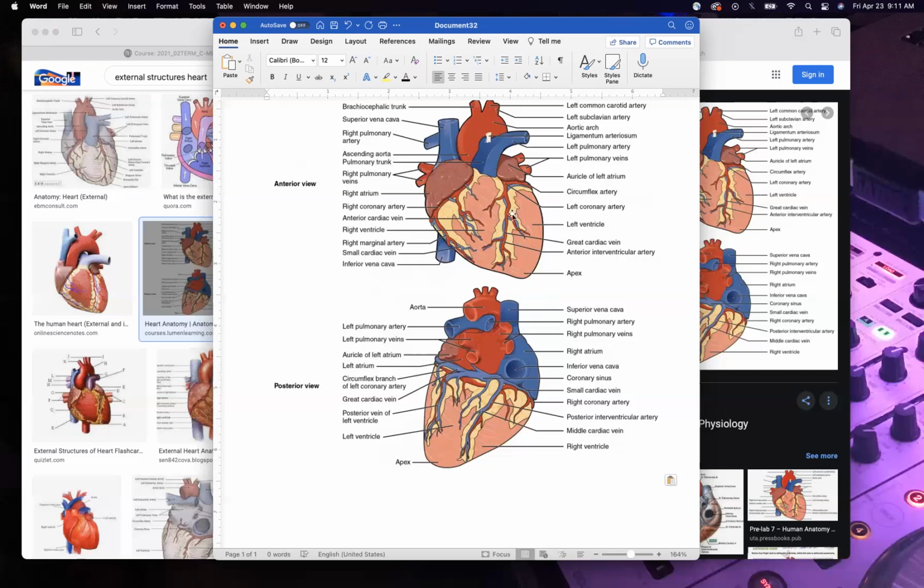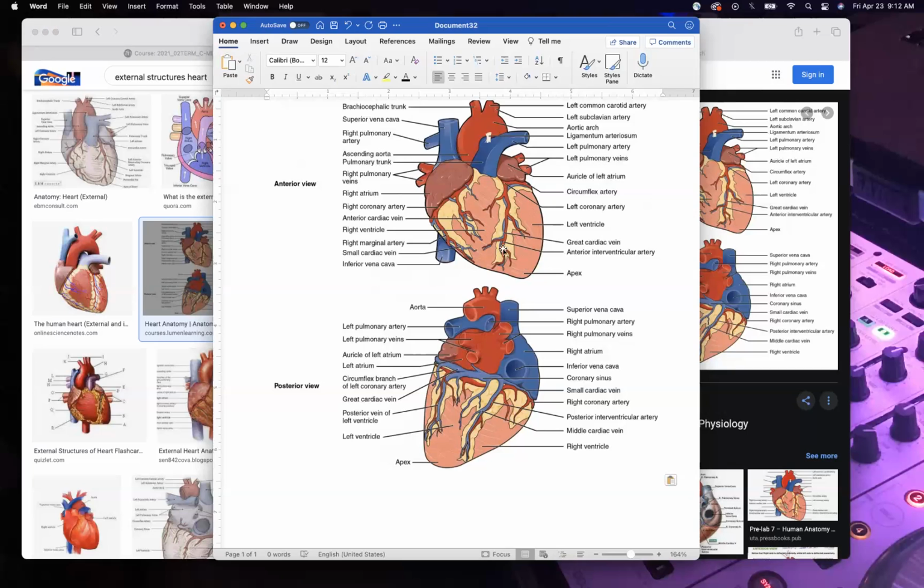interventricular, meaning in between the ventricles. So this has to be the left ventricle. This has to be the right ventricle. This has to be the right atrium. This has to be the left atrium. And remember, blue usually means vein. Red usually means artery, unless there's a pulmonary circulation. And then it's backwards.